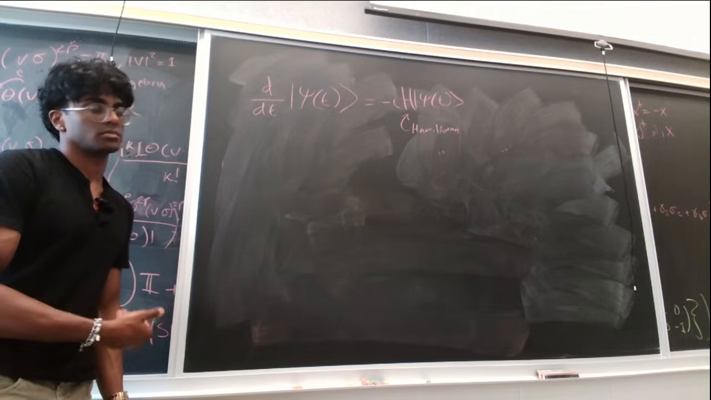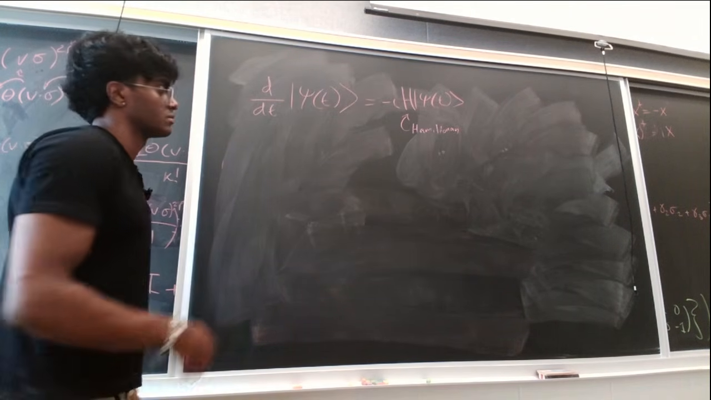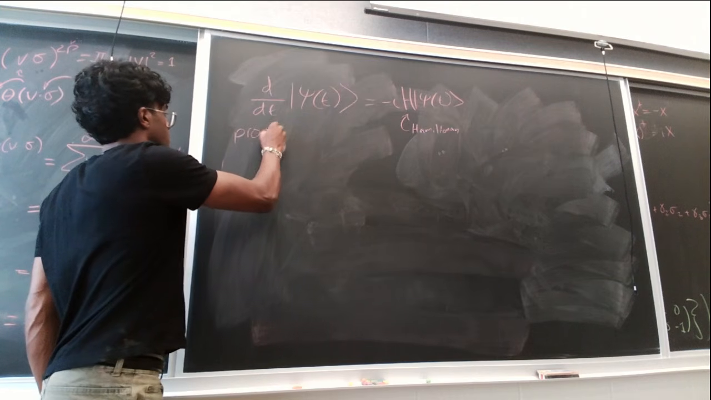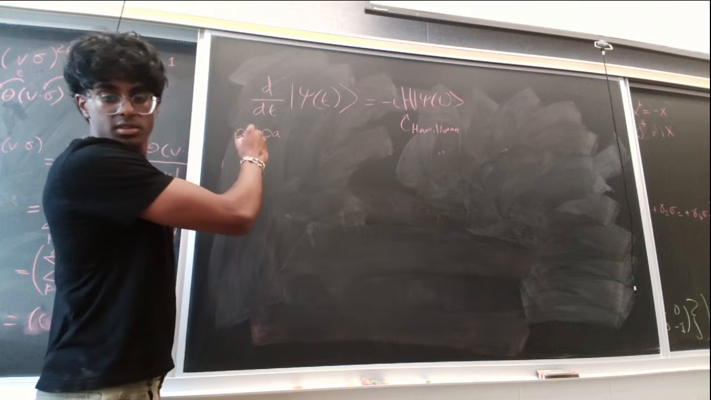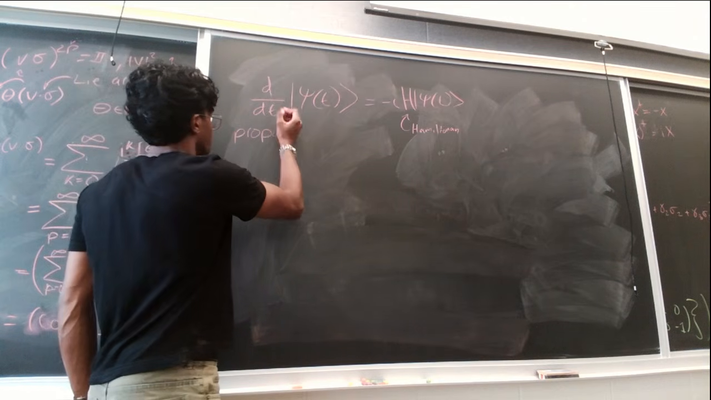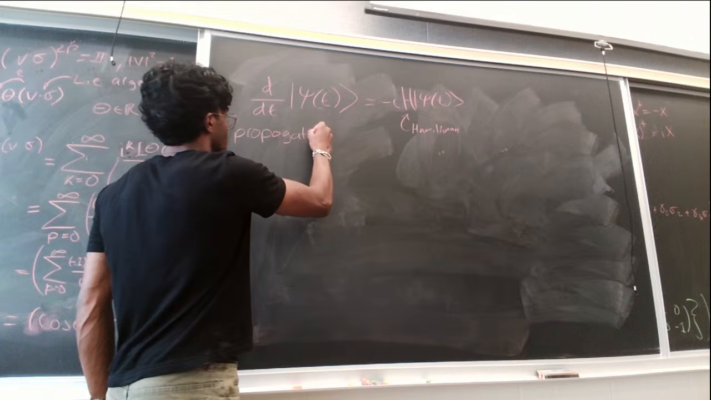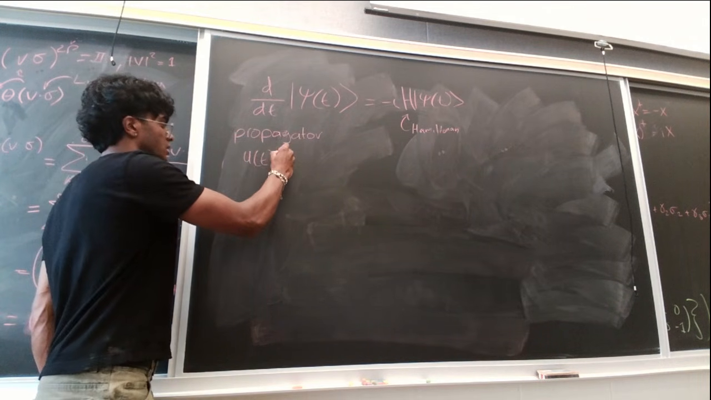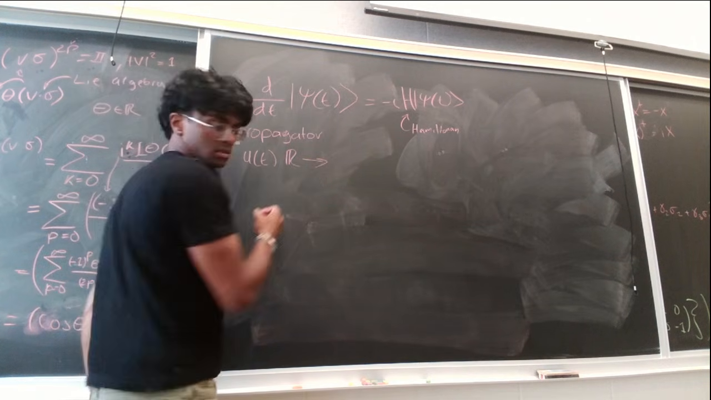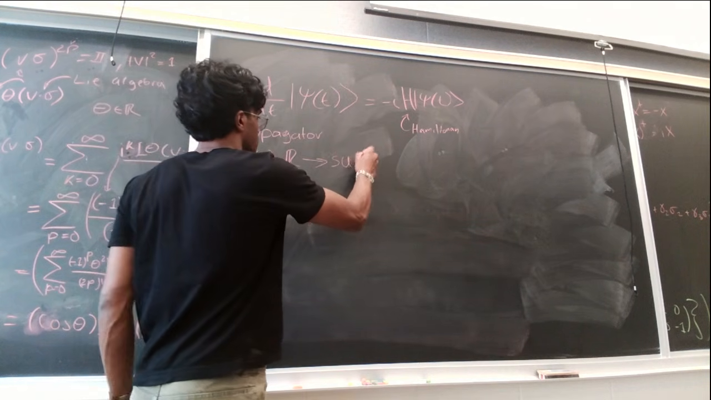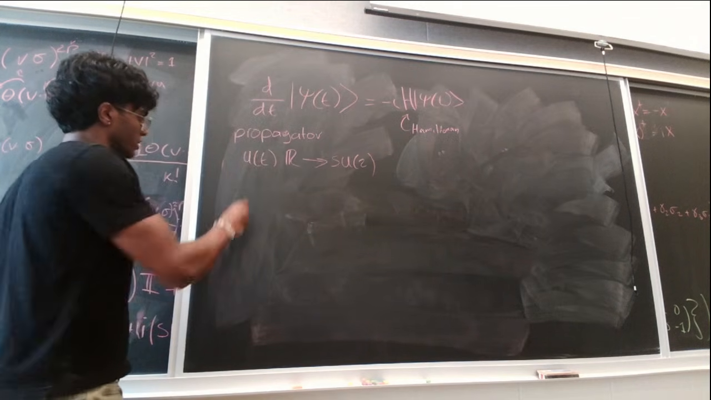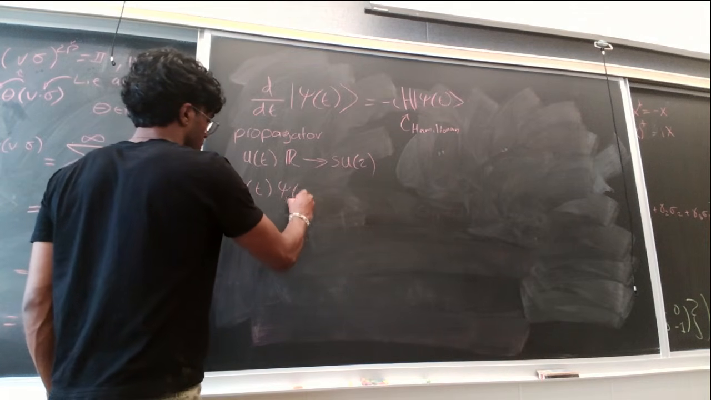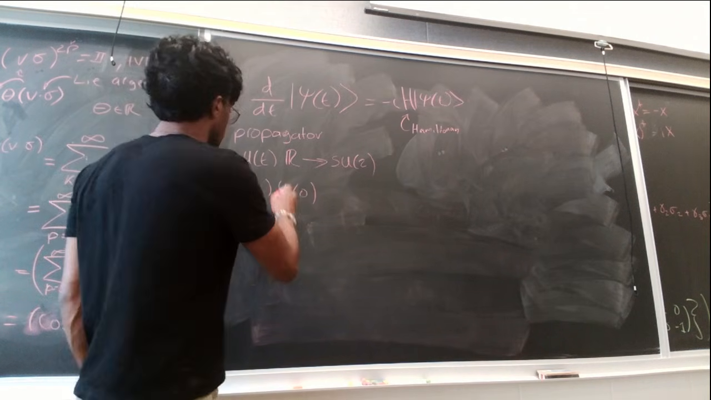Good. Should I keep going? All right, that's basically what we're going to do. How do you spell this? Propagator, I think with an A. Okay. We're going to define this. It's going to be U of t from the real line to SU2. And the way we're going to define it is U of t of psi 0.